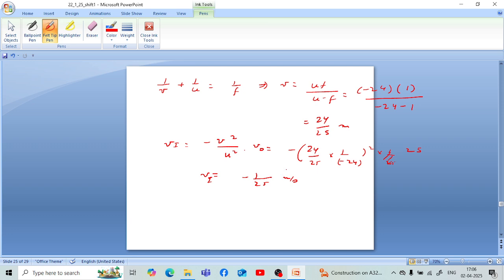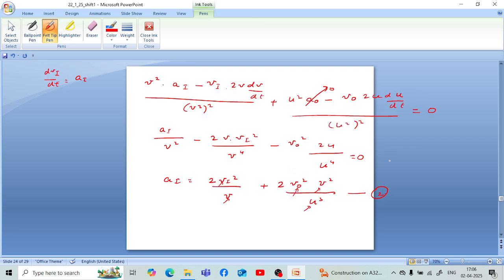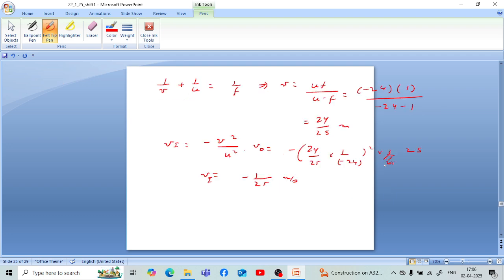Now, putting the respective values in the equation which we have derived here, equation number 2, we get the acceleration. So, acceleration is equal to, putting the values, 2 multiplied by (minus 1 upon 25)² divided by 24 by 25, plus 2 multiplied by (25)² multiplied by (24 upon 25)² divided by 24 to the power 3. Now, solving it further, we get the result as minus 2 upon 25.